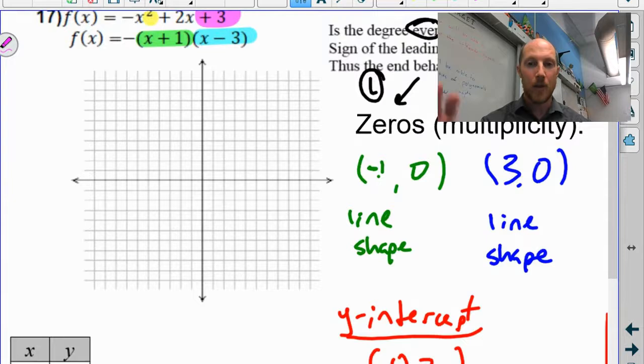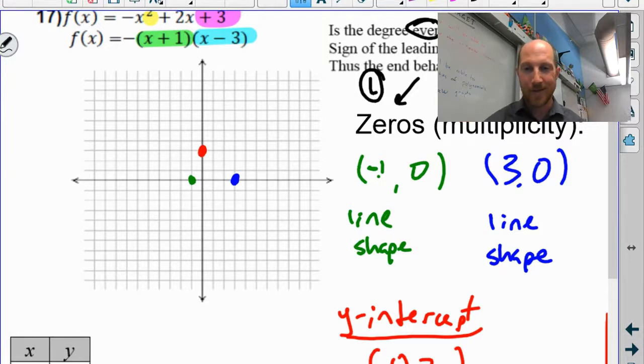So once I've identified the end behavior and the zeros and the shape of the graph at those zeros, I'm going to plot points onto my graph. So an x-intercept at -1, another x-intercept at 3, 0, and a y-intercept at 0, 3. And then I'm going to put the end behavior next. So coordinates of points first, and then the end behavior.